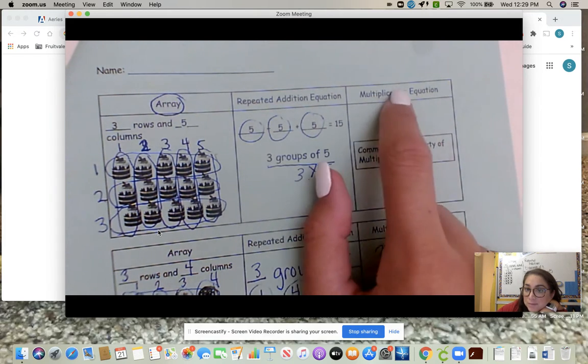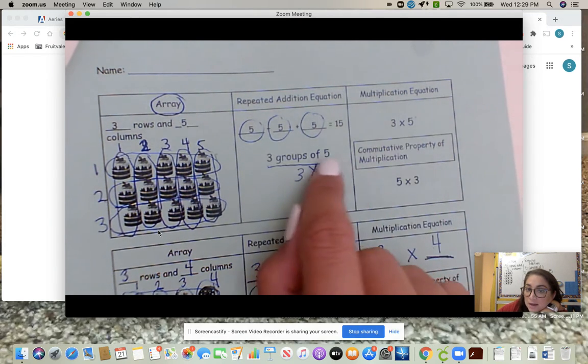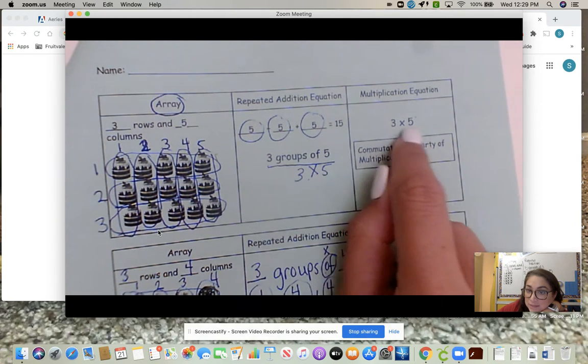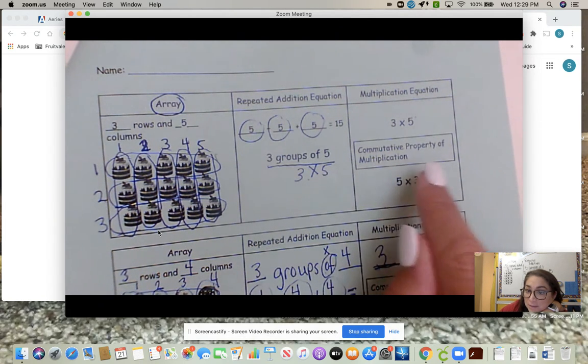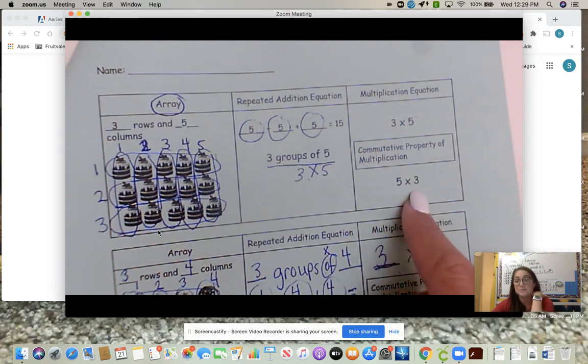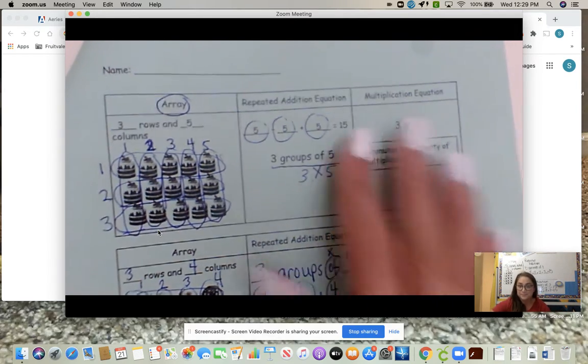Then you need to write a multiplication equation. Of means multiply, so you just drop the 3, drop the 5. 3 times 5. Commutative property, you switch it. So now it's not 3 times 5. The commutative property is 5 times 3.